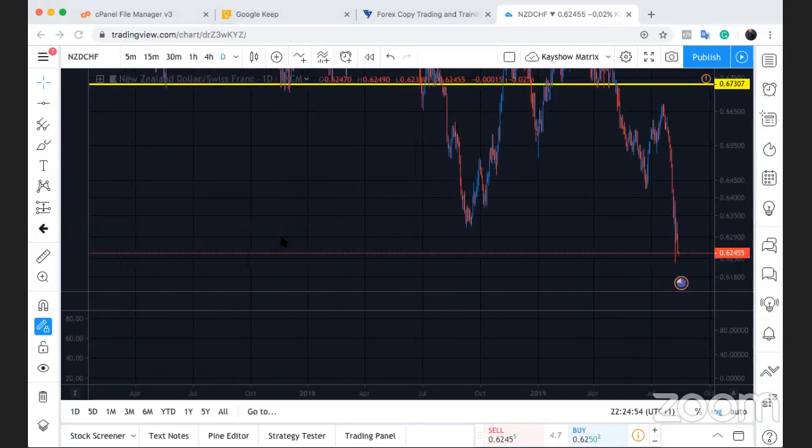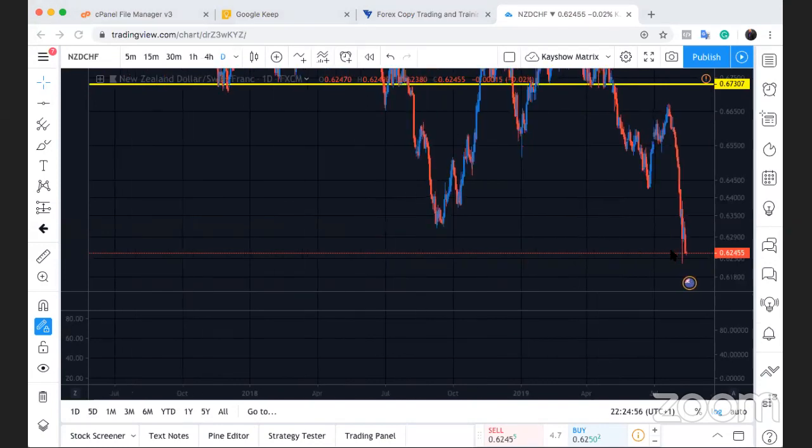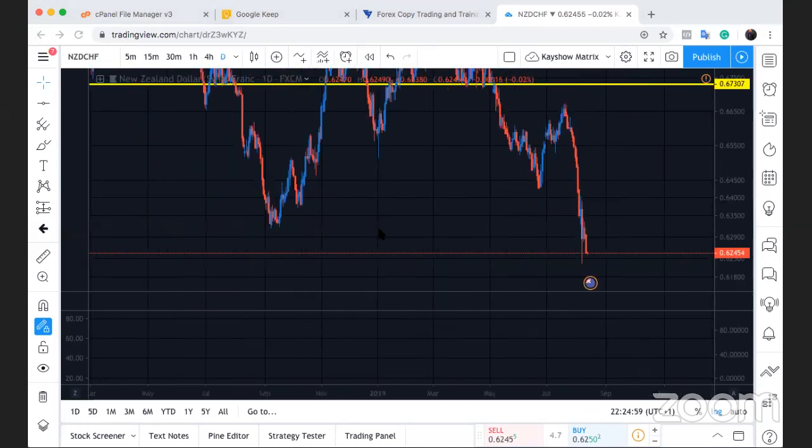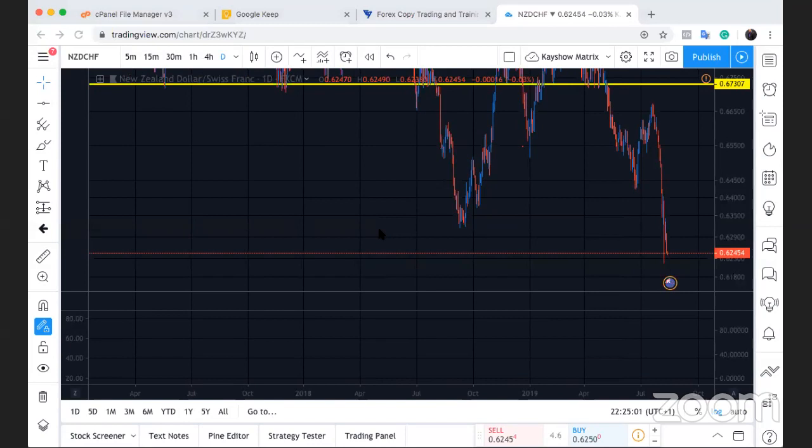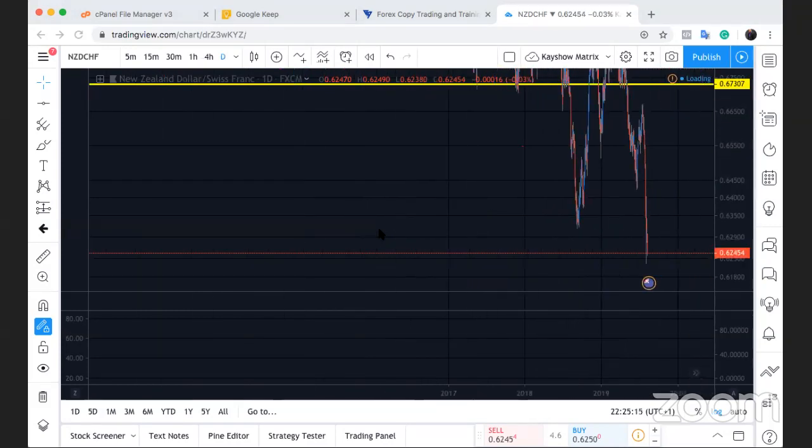I can see that, oh, price is here. This is where price is currently. And if I look back, guys, don't ever forget this: for you to know where price is going, you have to look at where price has been in the past. It's as simple as that.